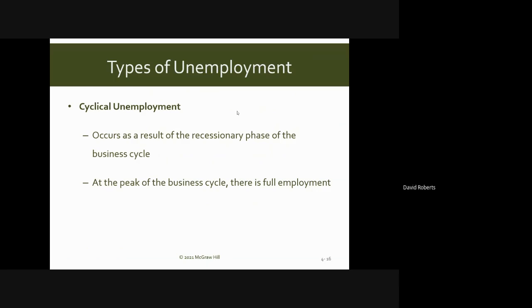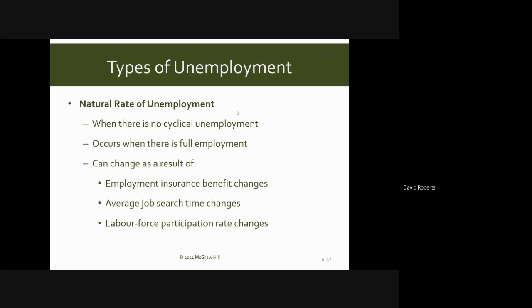Cyclical unemployment is due to recessions in the business cycle where people get laid off. Natural rate of unemployment is where there's no cyclical unemployment. So you just have frictional and structural. And these people can get EI potentially. And it changes with the labor force participation and the average time to find a job.